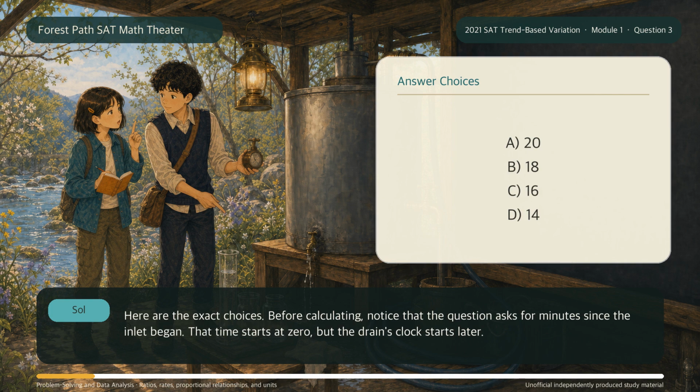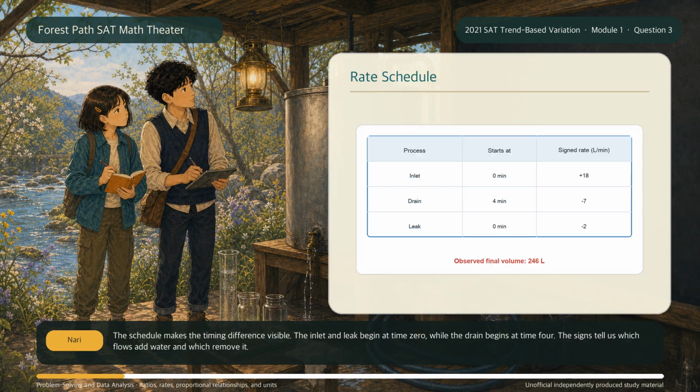Before calculating, notice that the question asks for minutes since the inlet began. That time starts at 0, but the drain's clock starts later. The schedule makes the timing difference visible. The inlet and leak begin at time 0, while the drain begins at time 4. The signs tell us which flows add water and which remove it.